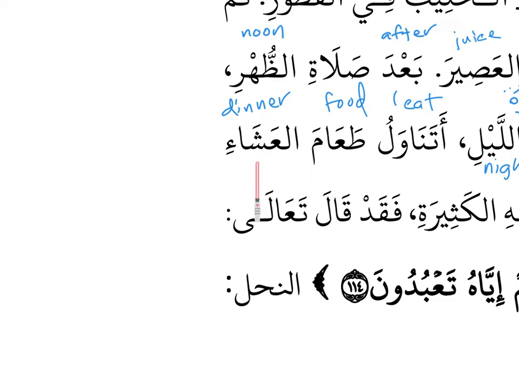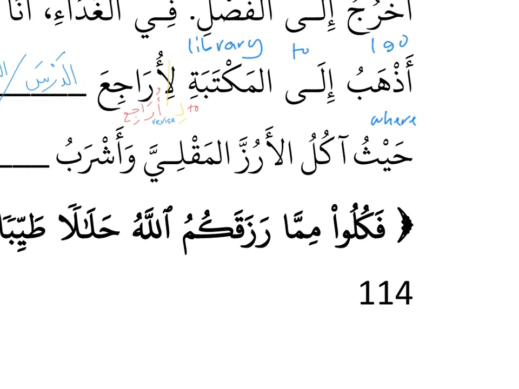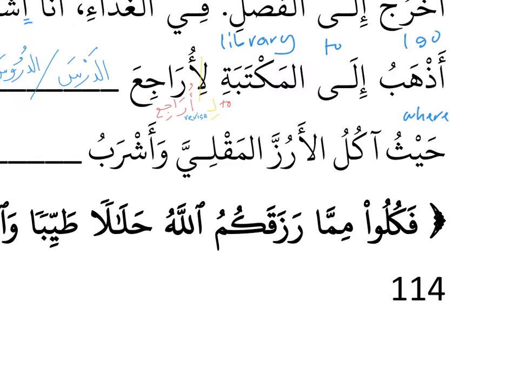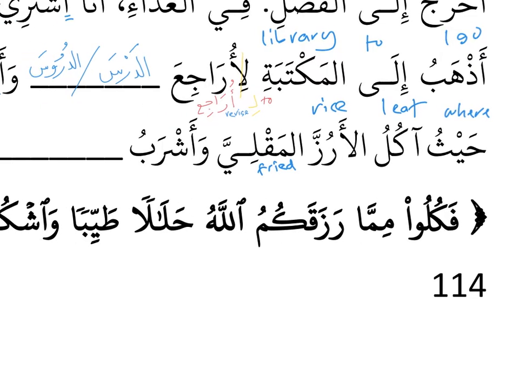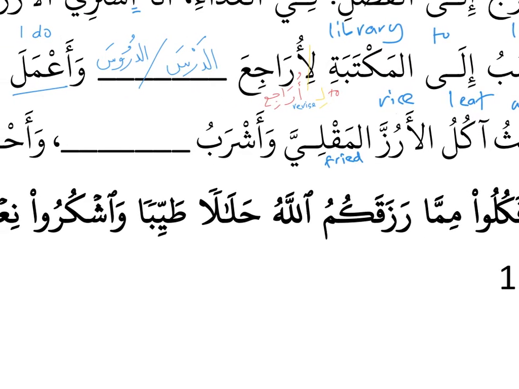Fil asha, ta'am al-asha. What do you do here? Haythu akulu al-aruz al-maqli. Where I eat al-aruz. We had this word just now. Rice. And maqli, we have learned this word in the previous lesson. Fried. Al-aruz al-maqli. This is how we say fried rice. Haythu akulu al-aruz al-maqli. Where I eat fried rice.